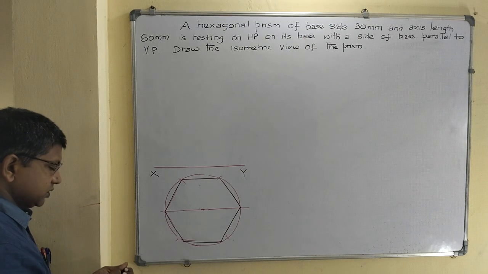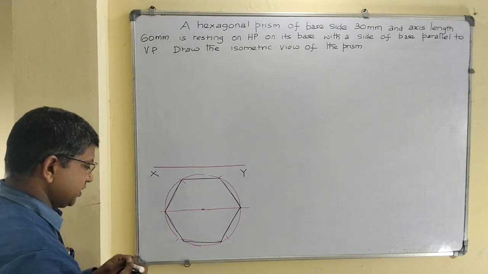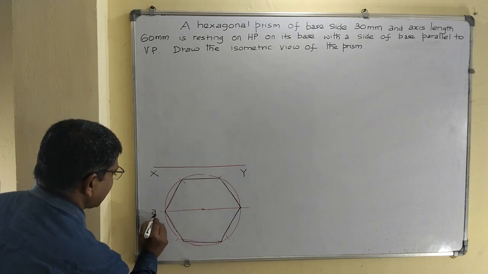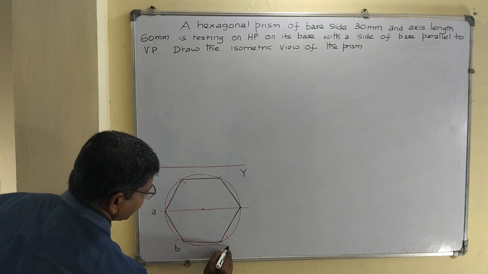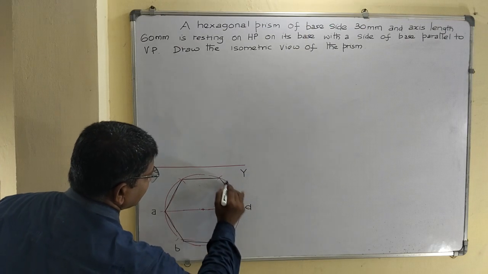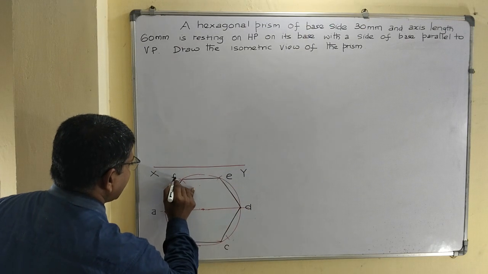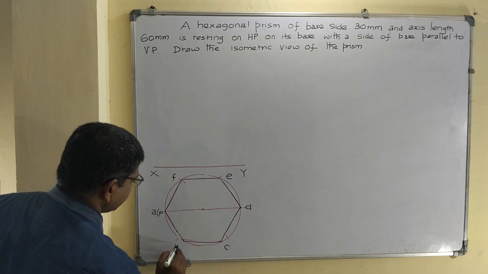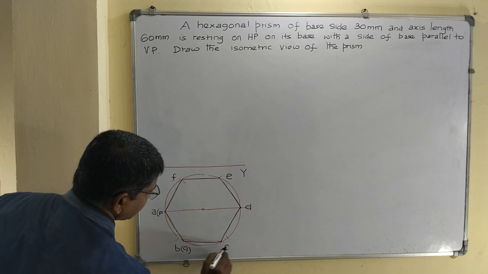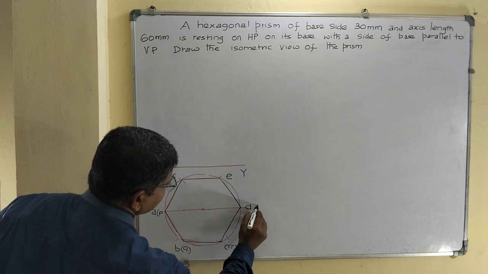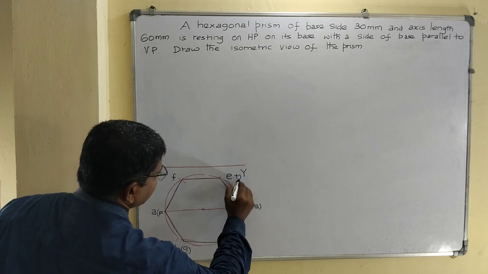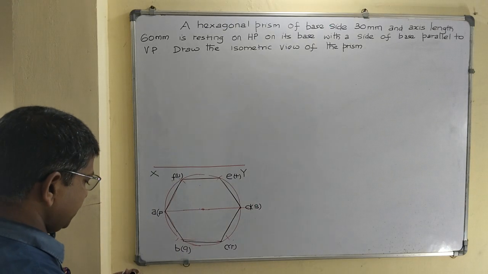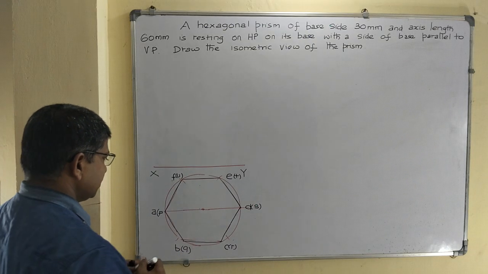The hexagonal prism has two bases, top base and bottom base. So give two names: for the top base A, B, C, D, E, F, and for the bottom base P, Q, R, S, T, U. Now project the front view from the top.